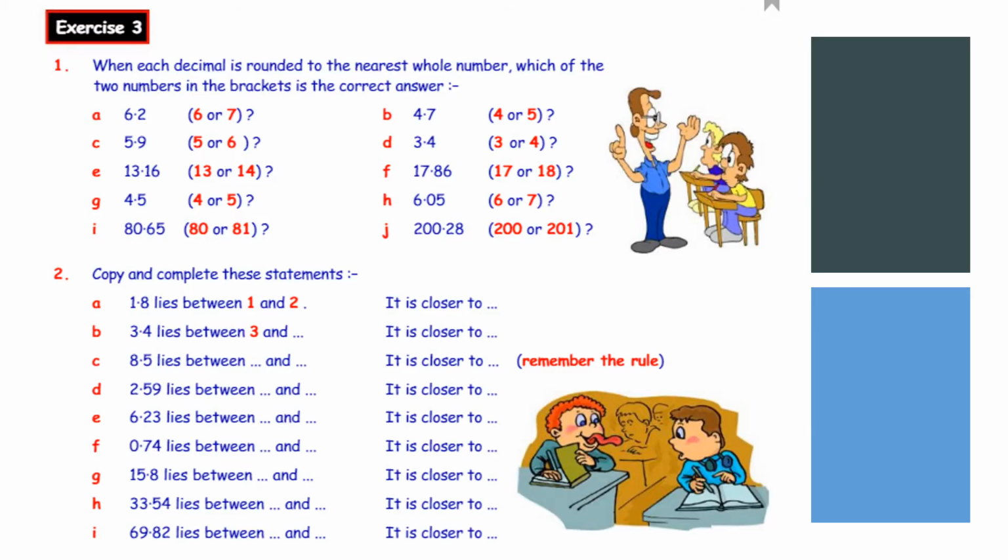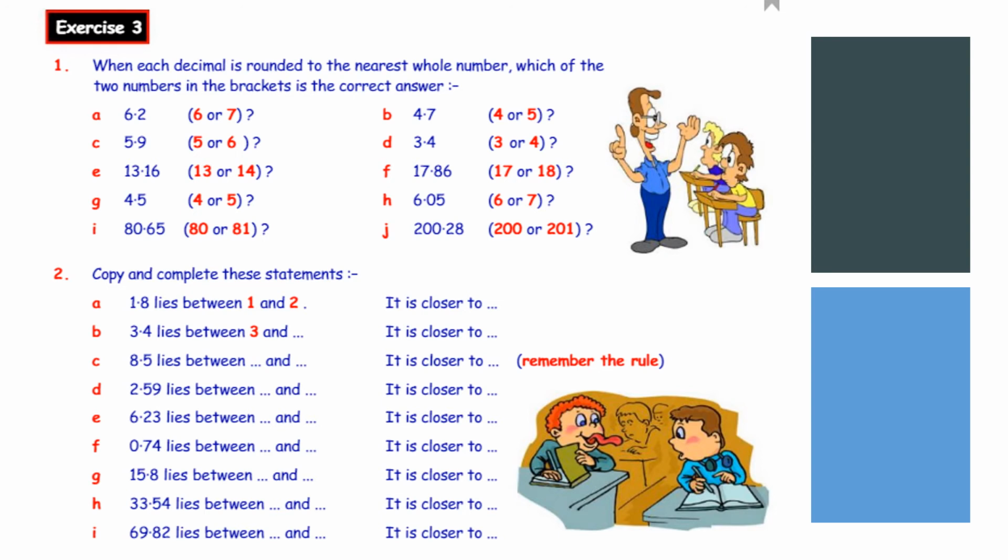Right, so here's exercise 3. And what you're doing here is you're just choosing between one of the two numbers in the brackets. So for example, 6.2, will you make it a 6 or will you make it a 7? And it is of course a 6. Because we're rounding down the 2. And then if you look right at the last one, 200.28. Remember, we're not looking at the 8, we're only looking at the 2. So will that be 200 or will that be 201?